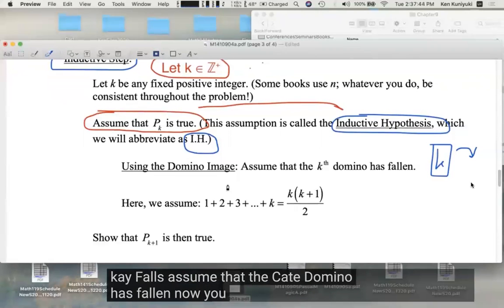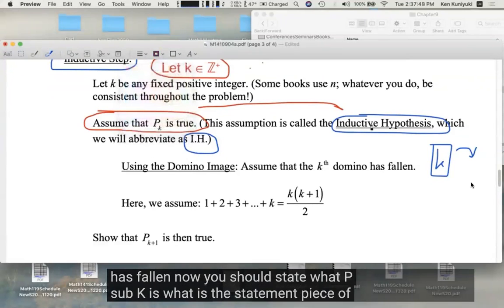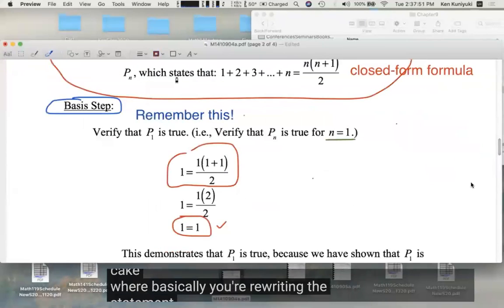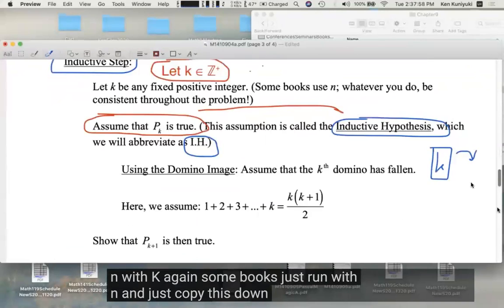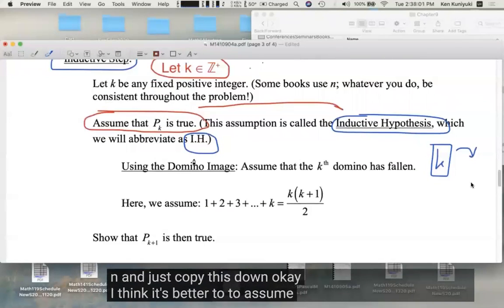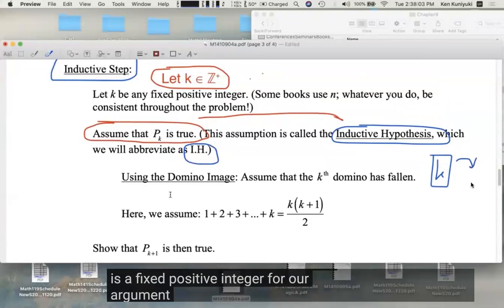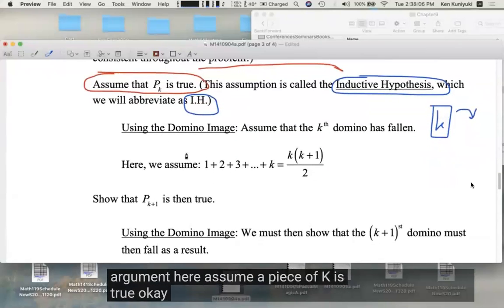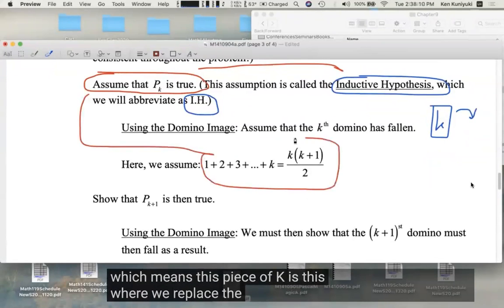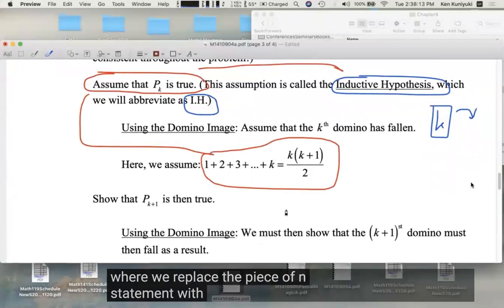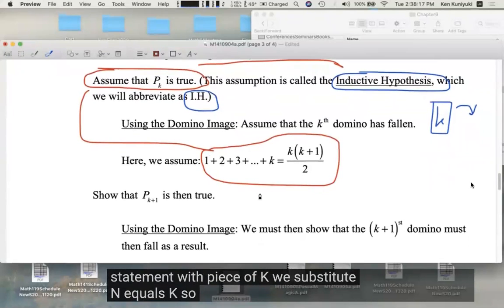Now, you should state what p sub k is. What is the statement P sub k? Well, basically, you're rewriting the statement P sub n, where you're replacing n with k. Again, some books just run with n and just copy this down. I think it's better to assume that k is a fixed positive integer for our argument here. Assume that P sub k is true, which means this. P sub k is this, where we replace the P sub n statement with P sub k. We substitute n equals k. So we assume this.